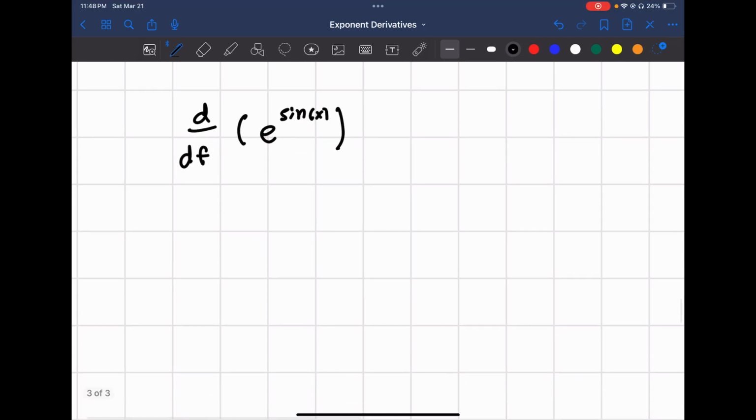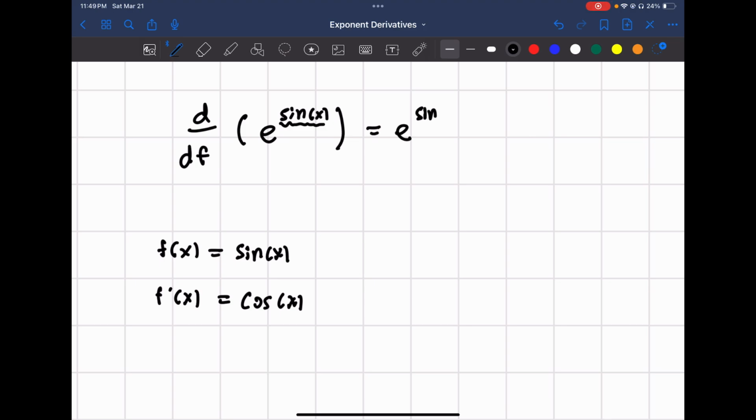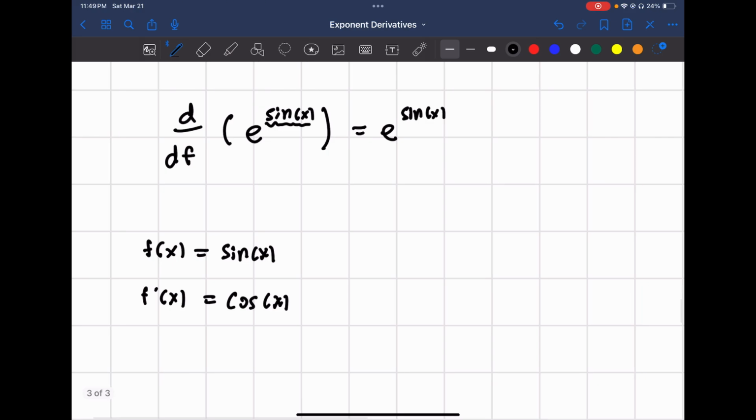In our next example, we can see that the function part is sine x. So f(x) equals sine x, and the derivative of that would simply be cos x. So to find the derivative of e to the sine x, we would have e to the sine x times cos x. And here would be our final answer.